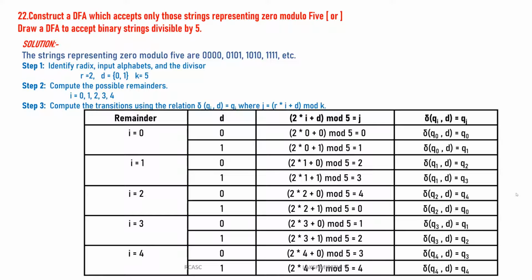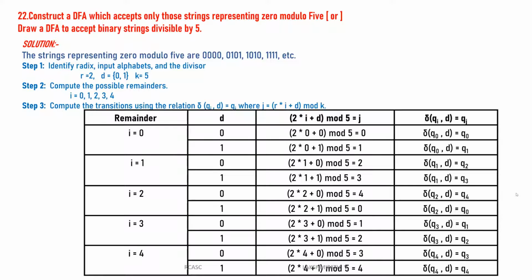Then once again, i is equal to 2 and d is equal to 1. 2 into 2 is 4. 4 plus 1 is 5. 5 modulo 5, the remainder is 0. Then Q2 of 1 is equal to Q0 only.